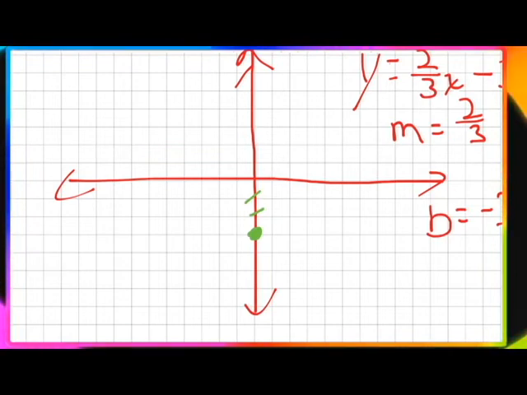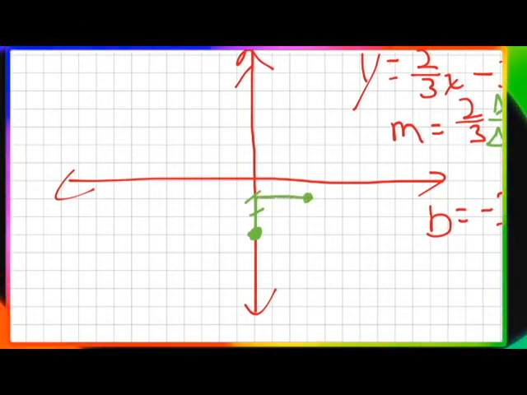Now all I have to do is use the slope, which is easy with fractions. A change of y over the change of x. So all I need to do is go positive 2. So go up 2, and go a positive 3. 1, 2, 3.